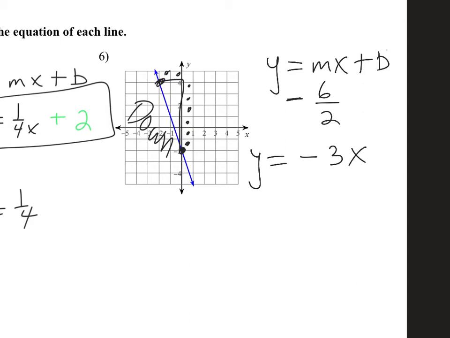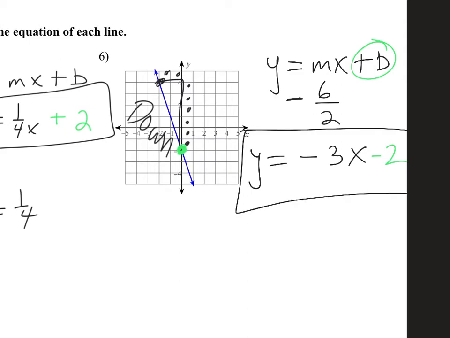For the last step, I just need the y-intercept, which it hits right down here at -2. So slope-intercept form of the equation of that line, that was a really ugly y, sorry about that, guys, is right there.